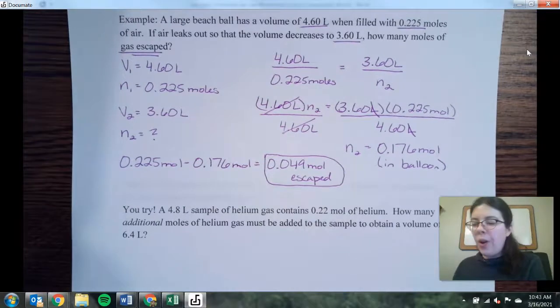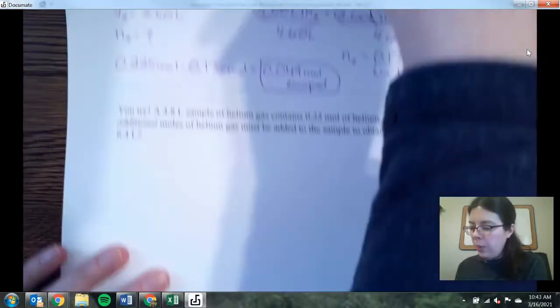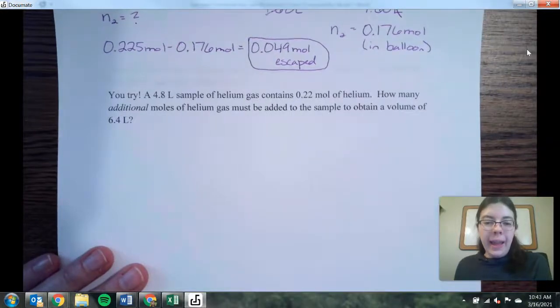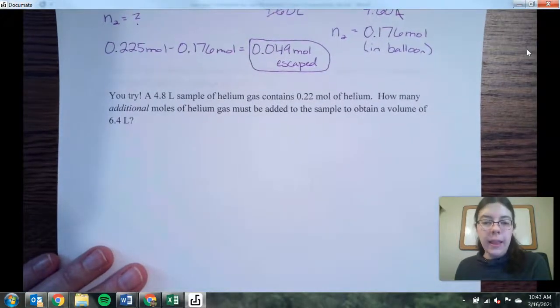Okay, so for the U-try, I want you to go ahead, try this one on your own. A 4.8 liter sample of helium gas contains 0.22 moles of helium. How many additional moles of helium gas must be added to the sample to obtain a volume of 6.4 liters? Okay, so go ahead, pause this video, try it on your own, and then come back and we'll talk about it.